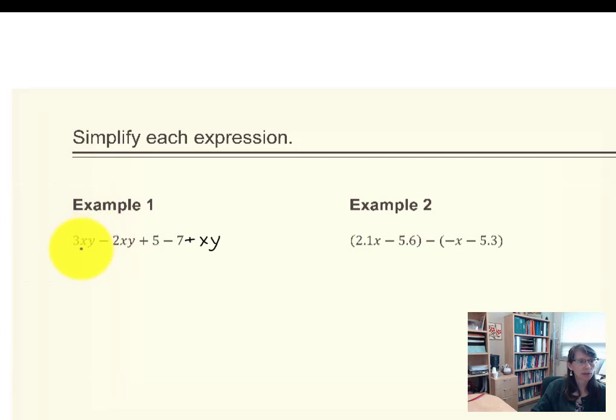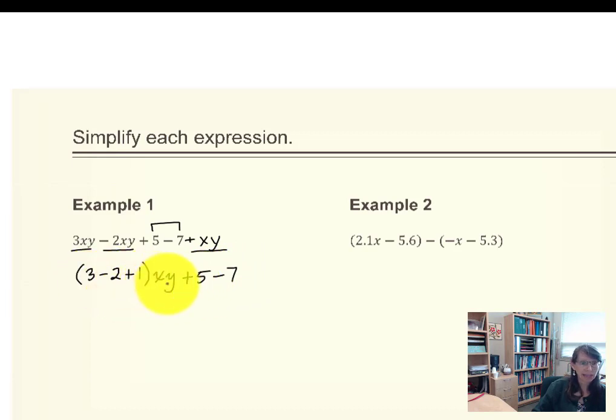In our first example, we have 3xy minus 2xy plus 5 minus 7 plus xy. Just scanning the terms, I notice that 3xy, minus 2xy, and plus xy all have the same variables raised to the same power. So those are like terms. The coefficients involved are 3 minus 2 plus 1, all being multiplied by xy. And then I have 2 constant terms, positive 5 and negative 7.